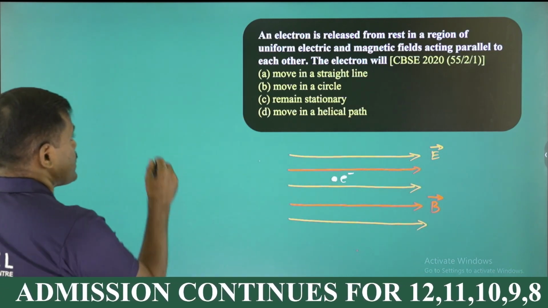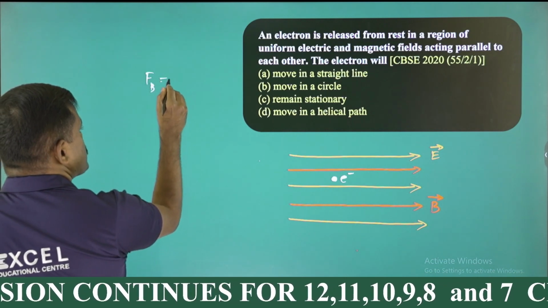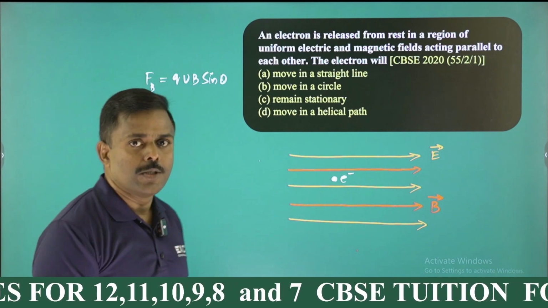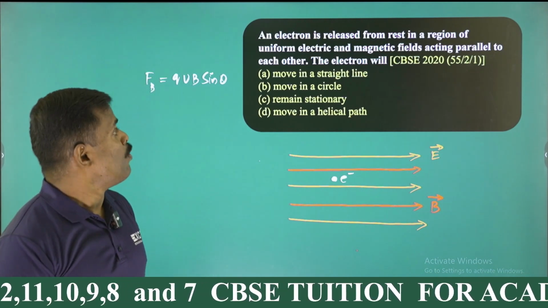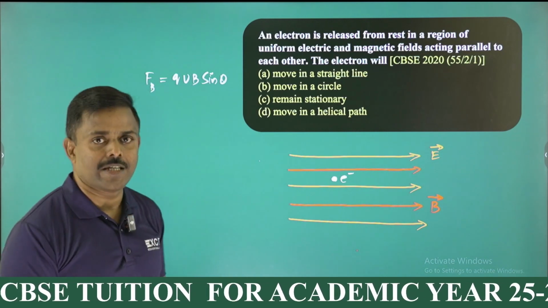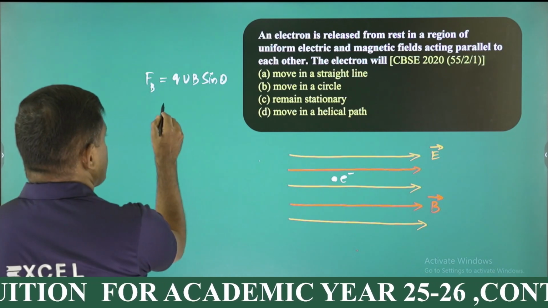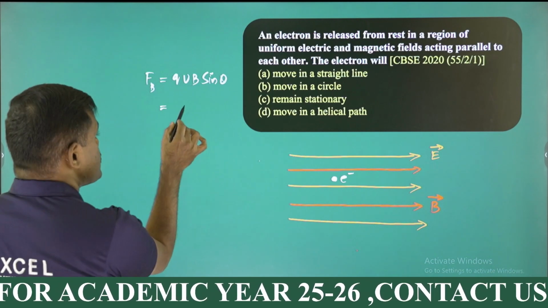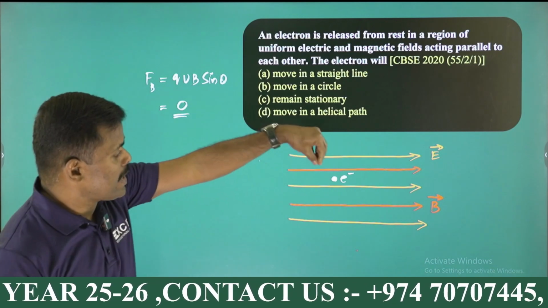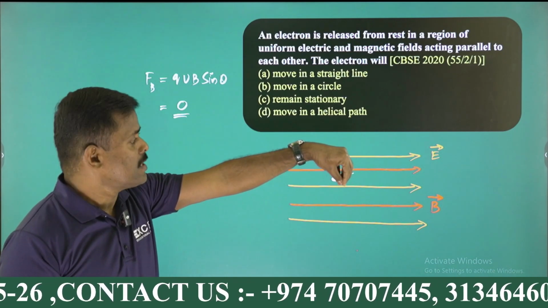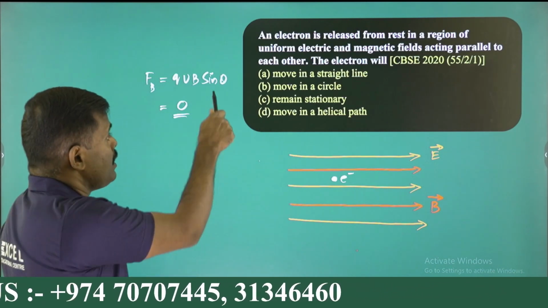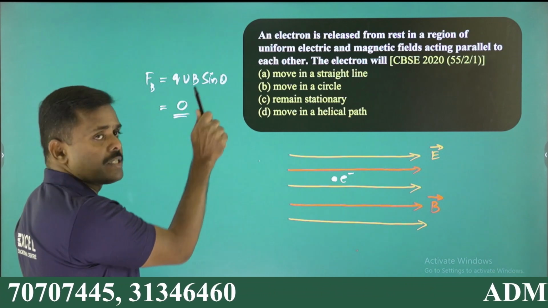And then what? Let us see the magnetic force first. What is the magnetic force equation? QVB sine theta. Whenever a charged particle moves in a magnetic field with a velocity v at an angle theta, it experiences a force QVB sine theta. Here, this will experience what? It will experience zero force. Why? Because this particle is released from rest, so it is not moving at the moment. Still, if it is moving, theta would be zero. I'll tell you why.